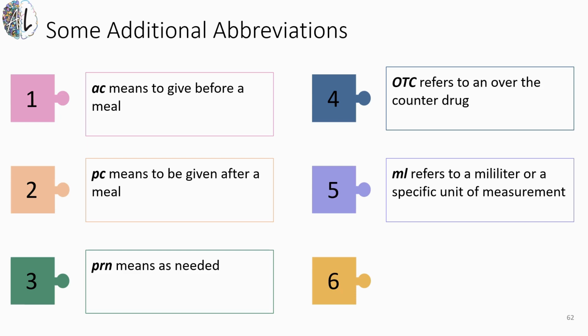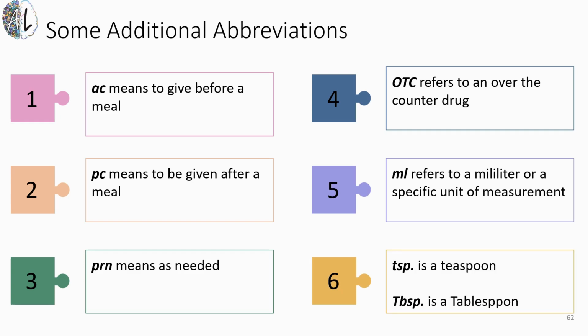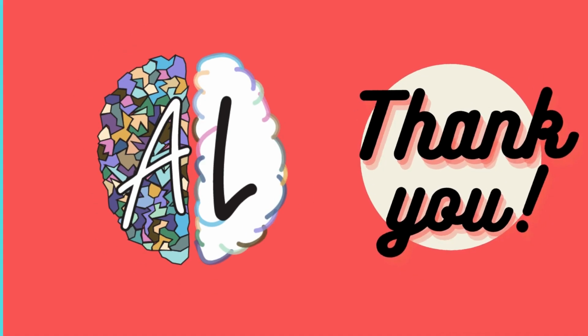ml refers to a milliliter, which is a unit of measurement. It's an extremely small unit of measurement, and a lot of medications are dosed as milliliters. So this will refer to the amount of a medication that you're giving to your patient. And then TSP refers to a teaspoon, and TBSP, generally with that capital T, refers to a tablespoon. Hopefully you know from cooking that a teaspoon is much smaller than a tablespoon, so please make sure that you go ahead and pay attention to those things.